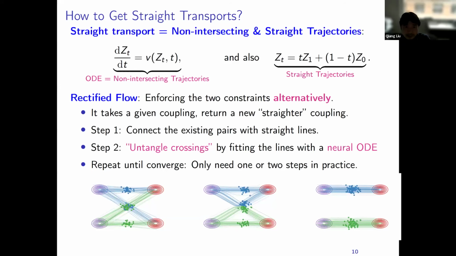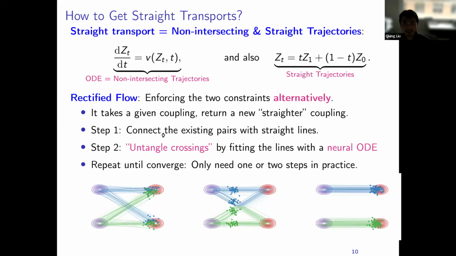So now we have set up the problem as finding straight transport. Then rectified flow is actually a way to do this computationally, a surprisingly easy way. The idea is actually extremely simple. Now that we have two conditions, one is that the trajectory has to be straight, another is that the trajectory has to follow a differential equation. To satisfy these two conditions simultaneously, we just alternate between these two, alternately enforcing these two conditions.